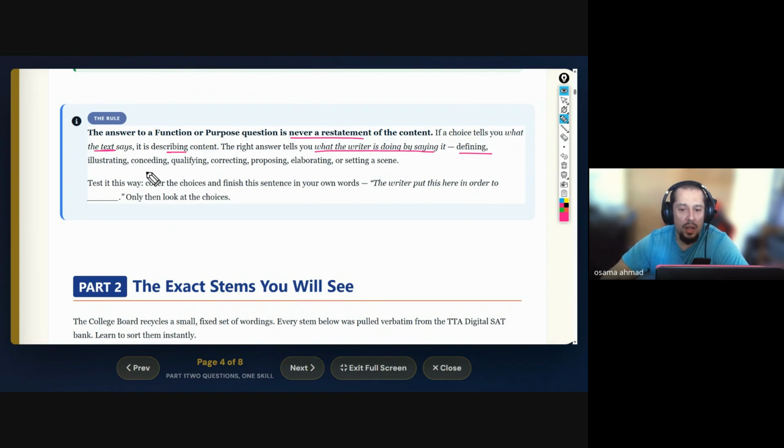So think of it this way. Cover the answer choices first and say in your own words, the writer put this here in order to blank: in order to persuade us, in order to give us an example, in order to give us a definition.